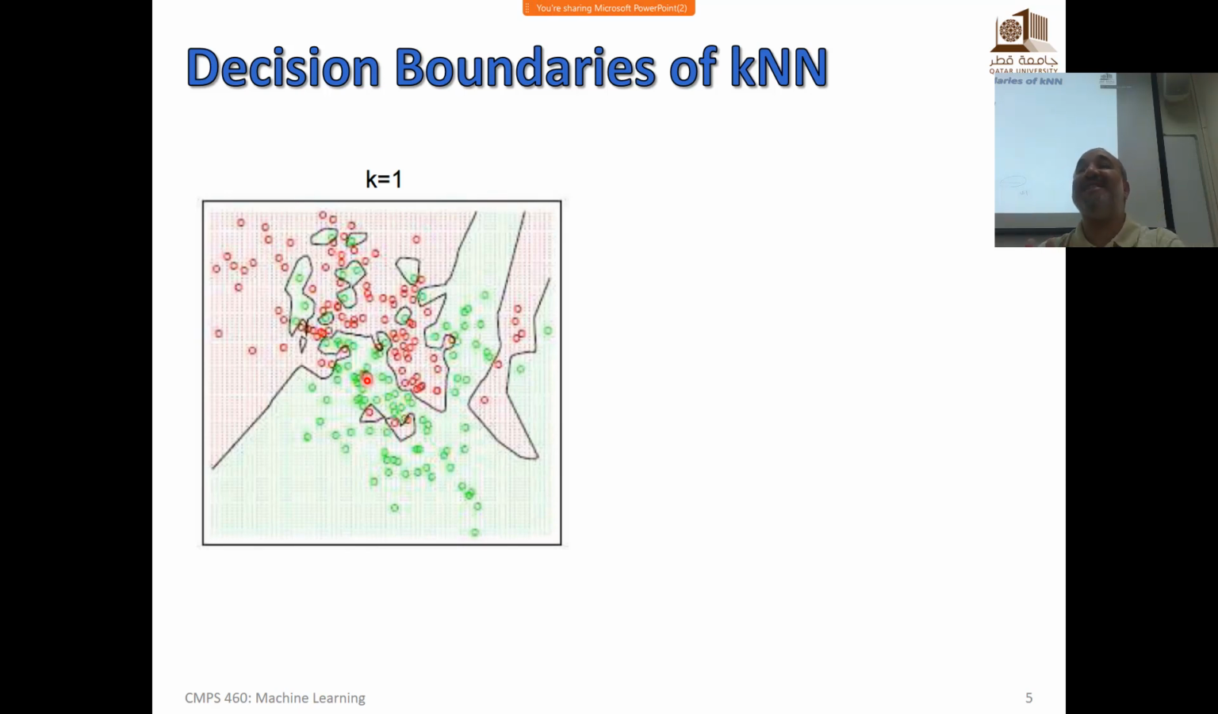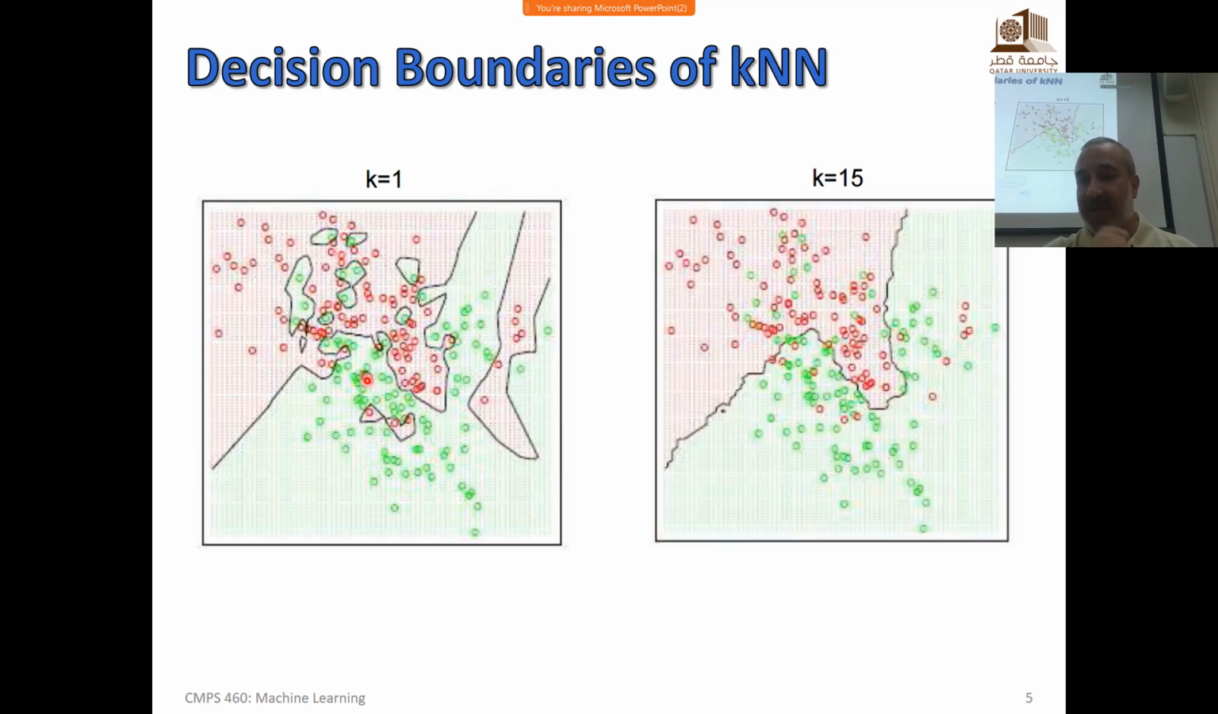What do you expect when we increase K? Yes? The number of small islands will get smaller. Why? Exactly. The decision, the label will not be based on just one, it will be based on more. Okay? So let me show you an extreme, not a very extreme, but a bigger value of K. K is 15 here. Same data set, by the way. It's the same data, same points. Okay? But now, because K is 15, these small islands disappeared.